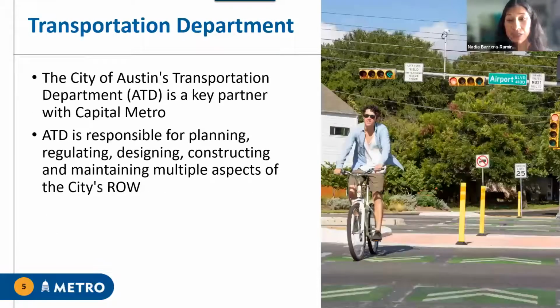And we wouldn't be able to get the work done without our key partner, which is the City of Austin. So their transportation department is responsible for designing and constructing improvements in the right of way. And so we work very closely together to be able to do the work.